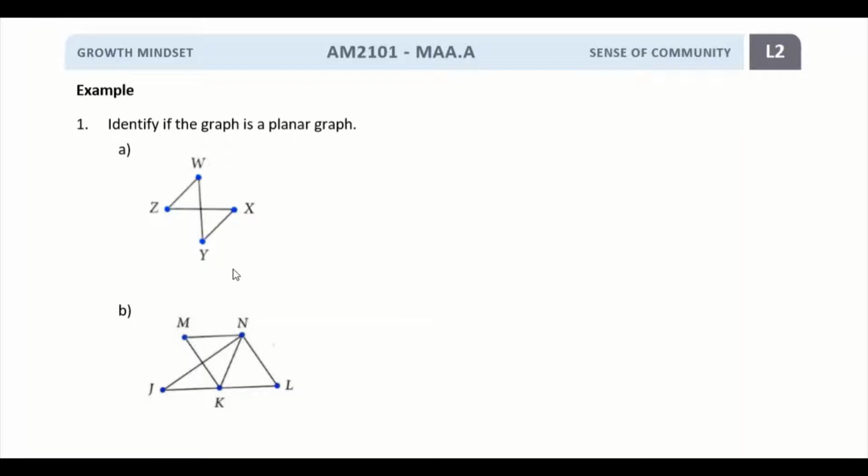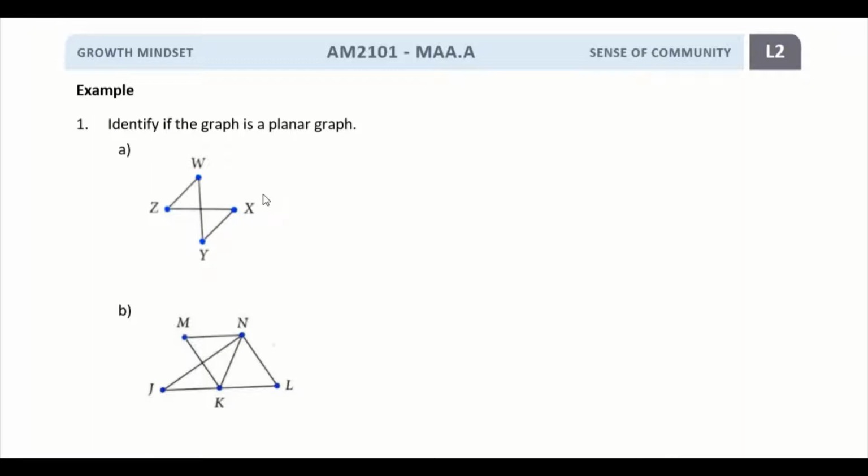It doesn't mean that when you try to look at the graph and you have crossing, then you tell me it's not a planar graph. Okay, so you will need to redraw the thing, and after that you identify whether you can draw it or not. Okay, so let's start with A.